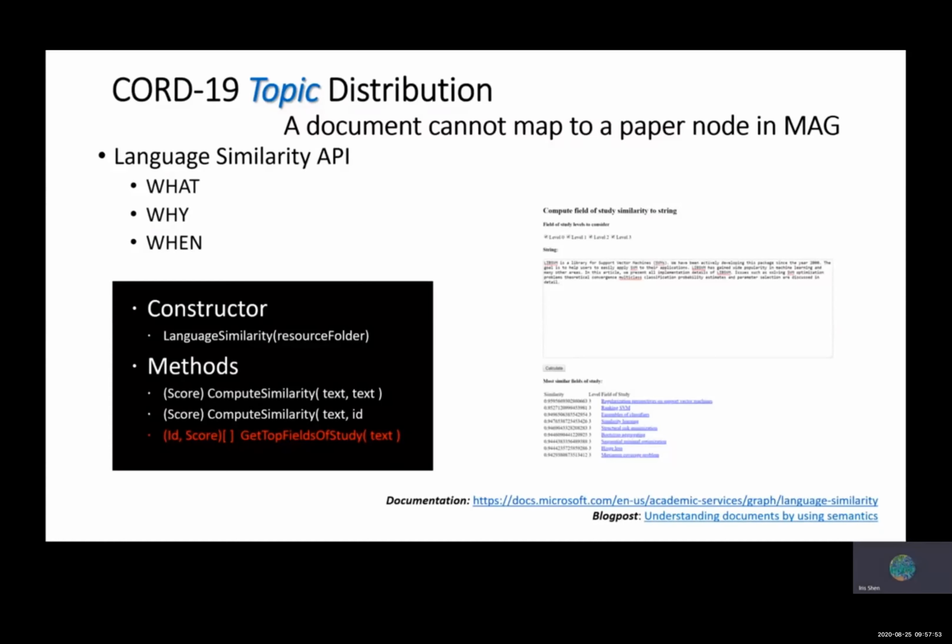The model saves all the semantic information about words, which is learned by reading over 100 million English paper titles and abstracts. Then it can infer what topics the input text is talking about by reading it. The detailed usage and examples are described in the MAG documentation site, as well as this blog post shown at the bottom of this page. Currently, we only publish a C# version of the Language Similarity API, and we are working on a Python version and hope to publish it soon. Please stay tuned for updates.